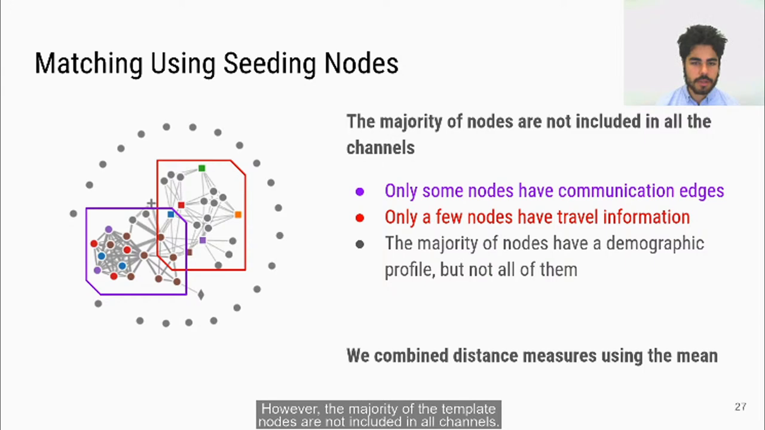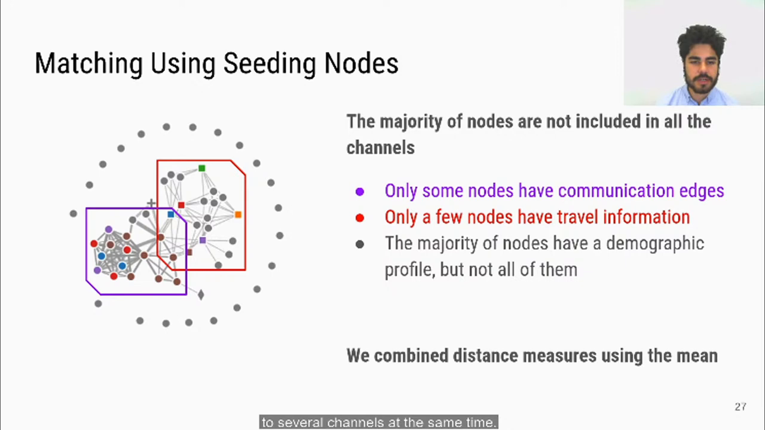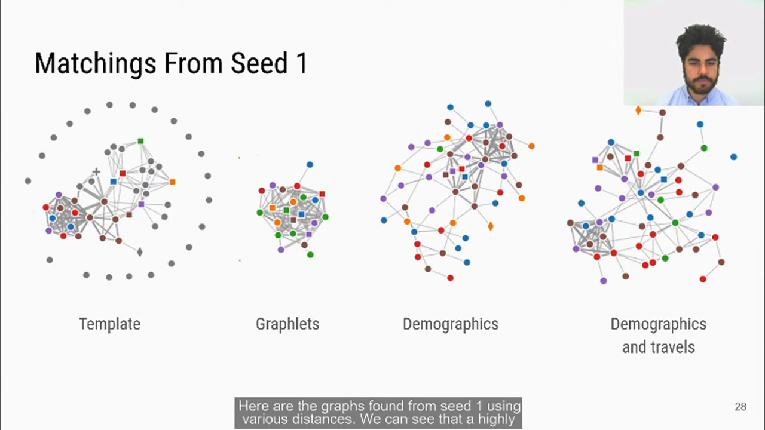However, the majority of the template's nodes are not included in all channels. For example, we can see that only a few nodes have communication and travel edges. Thus, we combine several distances together by using their means to find matches relevant to several channels at the same time. Here are the graphs found from seed 1 using various distances.